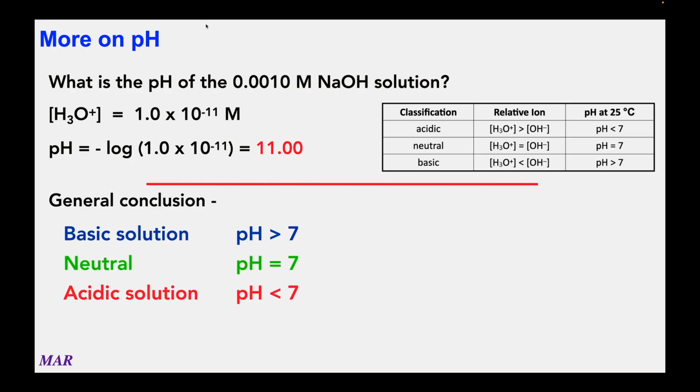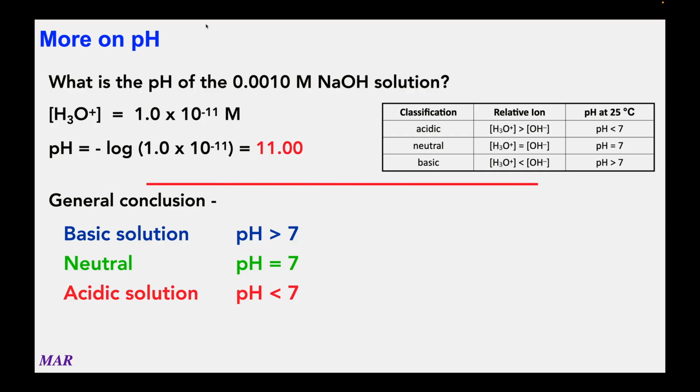What this means then is that in general, a basic solution will have a pH greater than 7. In the sodium hydroxide solution we looked at earlier, the hydronium was that 1.0 times 10 to the minus 11th, which is a lot less than the 0.0010 number we started with. So more hydroxide than hydronium means the solution is going to be basic, and we can see by the pH of 11, you bet it's going to be basic. Anything greater than 7 should be a base.